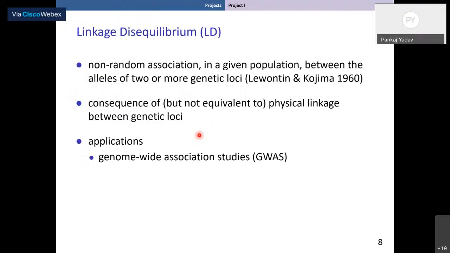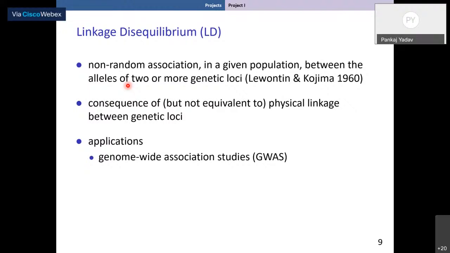Let me first introduce you to this concept of linkage disequilibrium. It is a very well established phenomenon in genetics. Basically, it's a non-random association in a given population. So it's a population level phenomenon. It's a non-random association between the alleles. Alleles are basically different forms of the same gene.